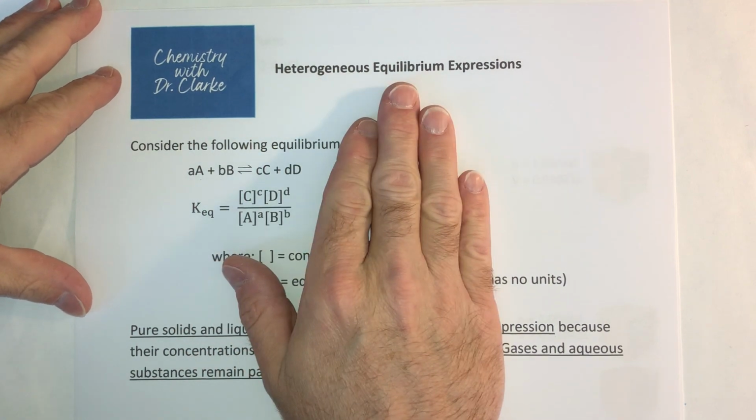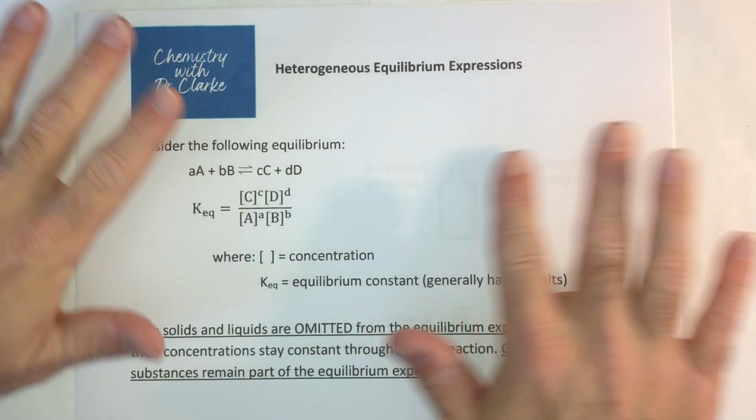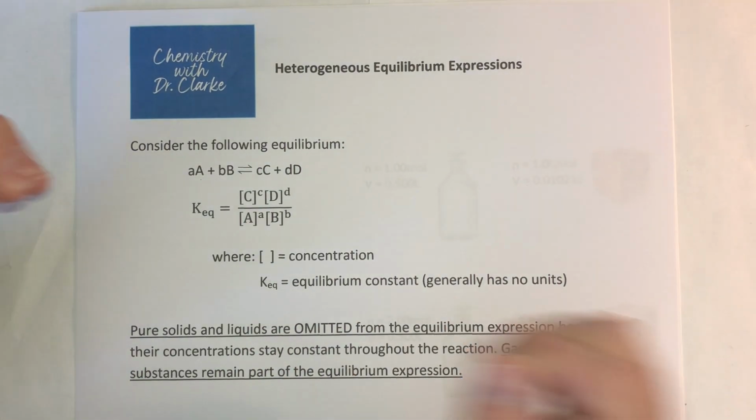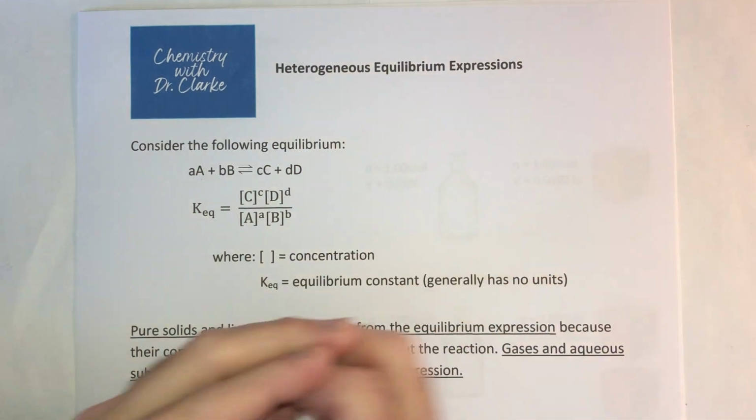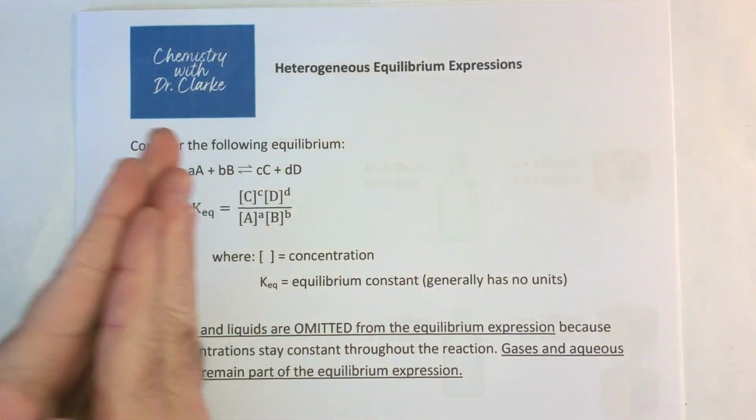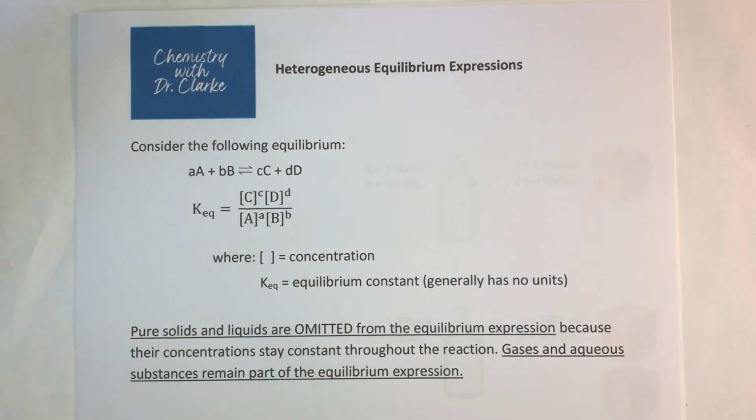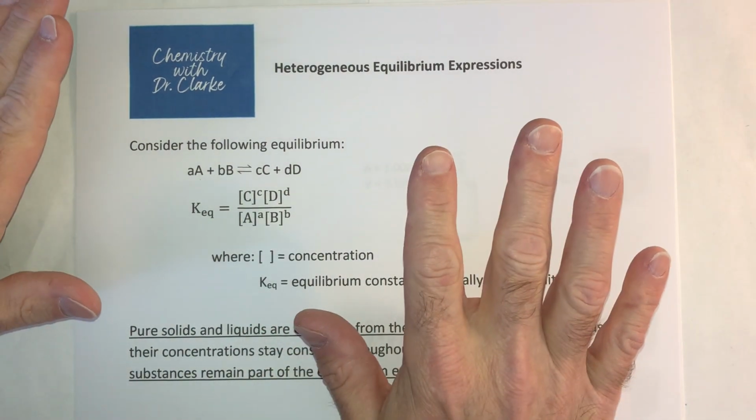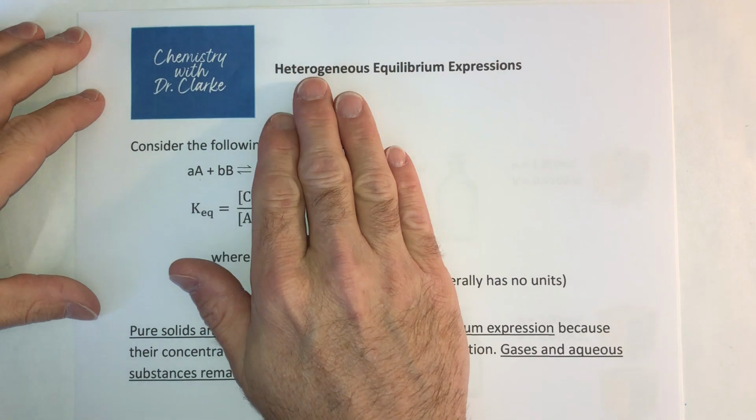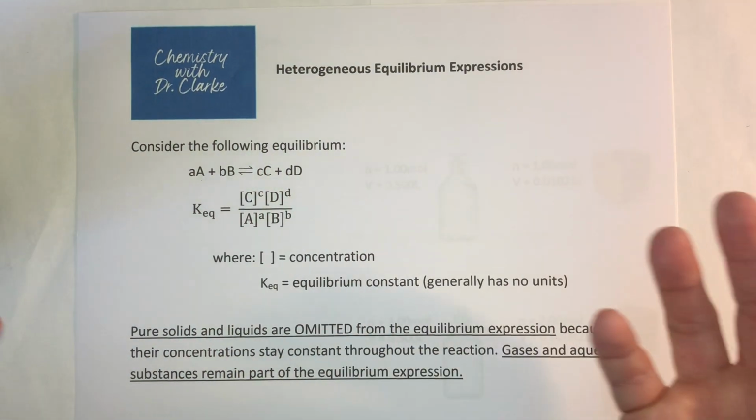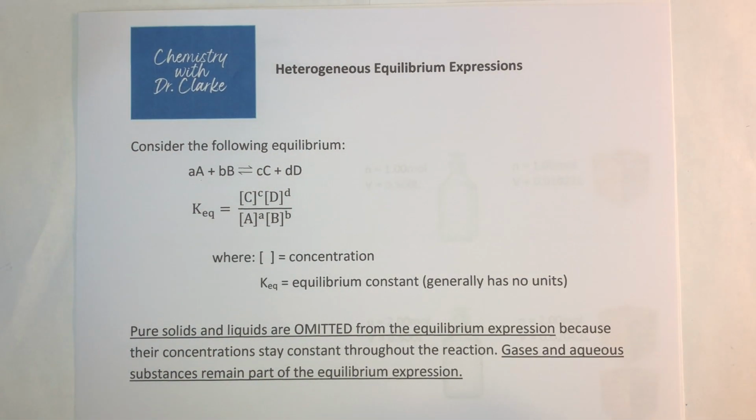Now you can have homogeneous equilibrium expressions. A homogeneous equilibrium is where everything has the same phase or state. So if you start with gaseous reactants, you end up with gaseous products. If you start with aqueous reactants, you end up with aqueous products. So homogeneous, the state stays the same throughout the whole thing. Heterogeneous, you get a mixture of solids, liquids, gases, and aqueous.